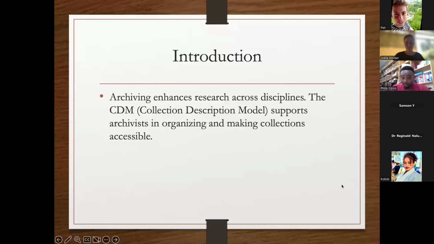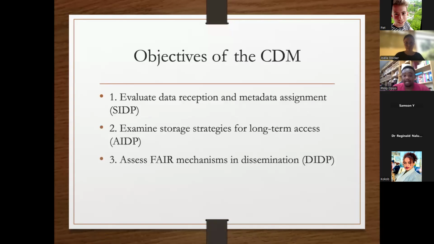Now, the CDM model, as the data stewards would call it, they would call it common data model, but archivists would call it collection description model. So we are going to look at the objectives. The first objective is to evaluate the data reception and metadata assignment. This basically assesses how submission information packages are structured and how they adhere to standardized metadata schemas for archival records.